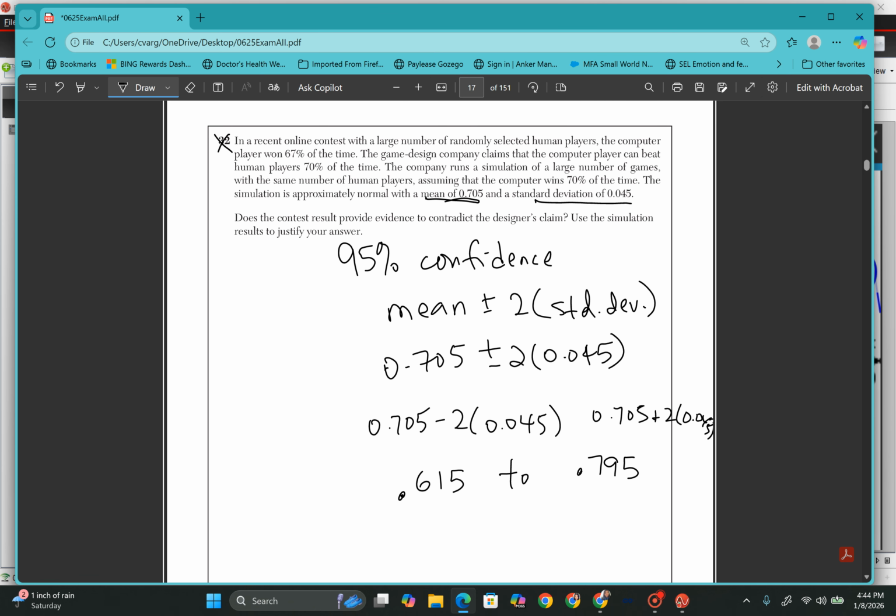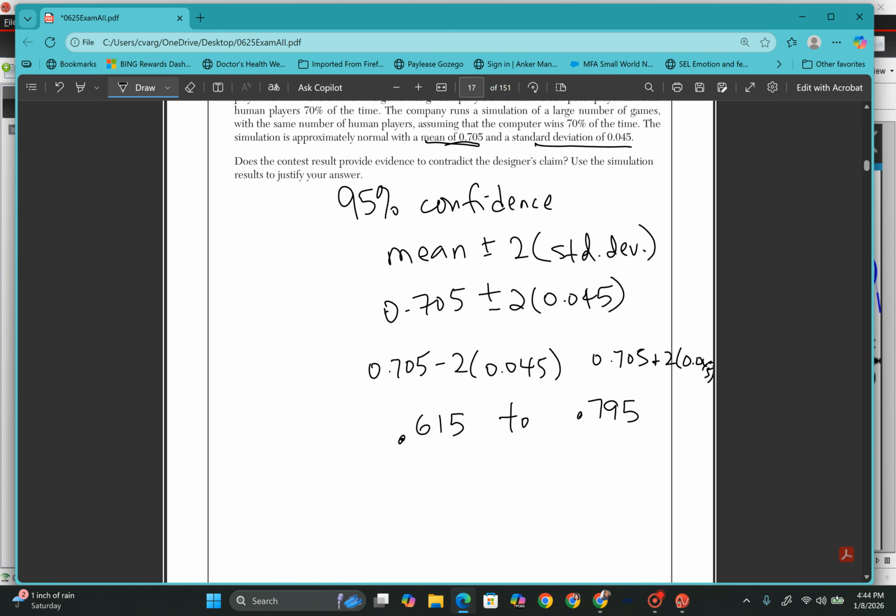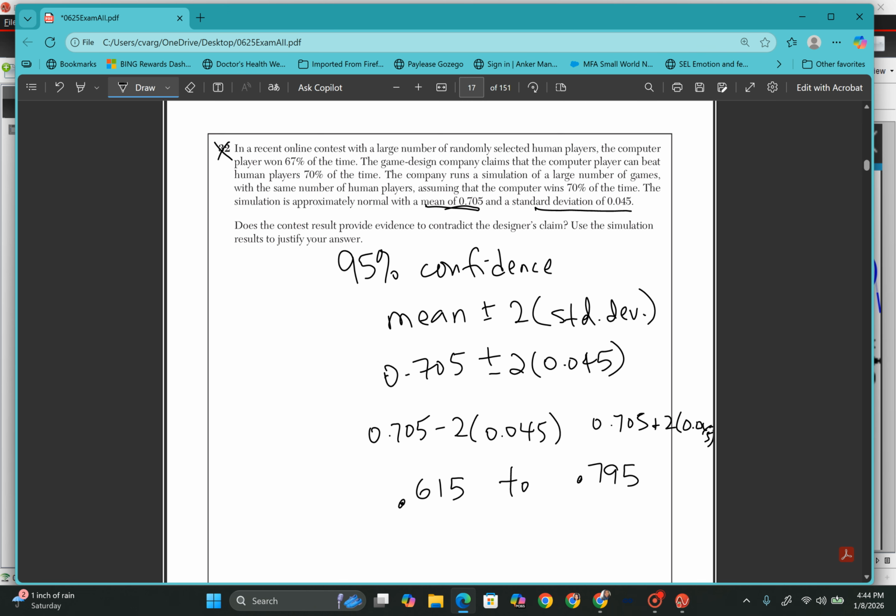0.615 to 0.795. And so now we want to see if the player won 67% of the time, which is, 67% is the same thing as 0.67. So does 0.67 fall in this interval from this to this? Let's add a zero here. Yeah, 0.670 falls in this range.